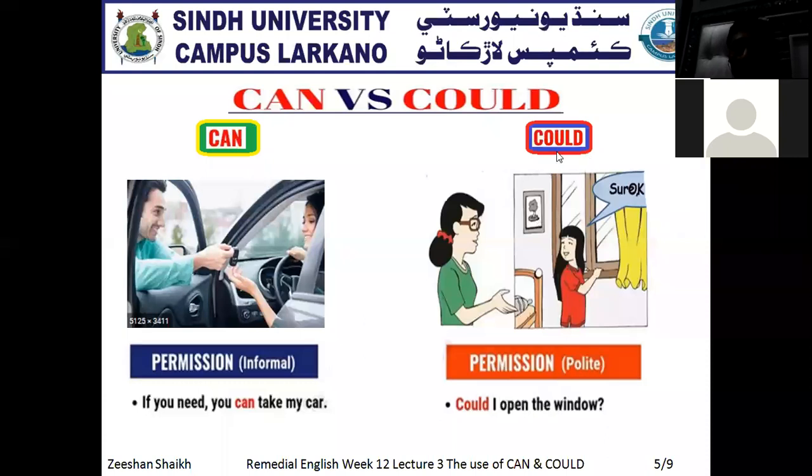But we use could for permission in a polite manner. The example is given: could I open the window? Now what actually does it show? From this pic, we should come to know that this shows a polite, or you can say a kind permission. Not in a rude manner, but in a polite manner. Somebody is asking, could I open the window? That's what it shows. It shows a polite permission towards a person. So that's why we use could for the polite permission.